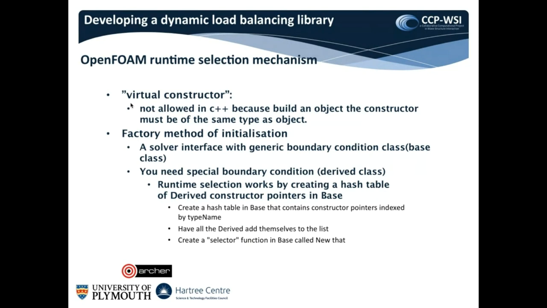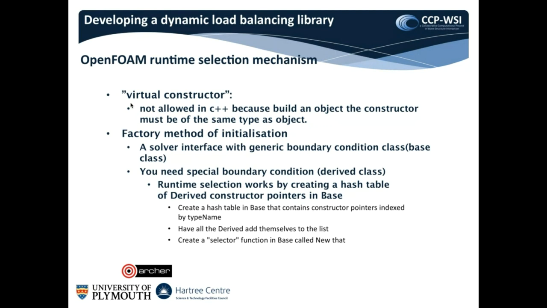The first thing is called the virtual constructor. This is a basic hack for C++. Generally, C++ doesn't really allow you to have a virtual constructor, because the constructor must be the same type as the object. So this runtime selection mechanism provides a way to do that kind of initialization. Given a scenario, say you have a solver and you want to apply different boundary conditions. You define a generic base class for the boundary condition. Then you can apply different boundaries, say absorbing boundary, wall boundary, non-reflecting boundary, non-slip boundary. All these different boundaries can be applied, but they need to derive from the generic boundary condition.